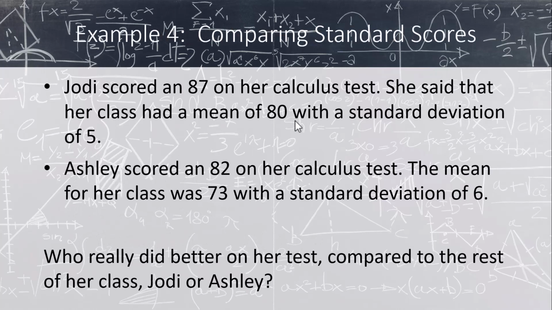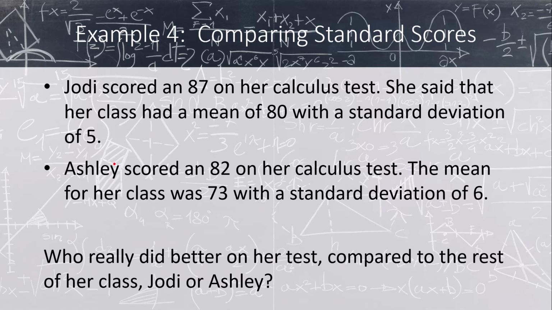And here it is. We have 2 girls, Jody and Ashley. Jody scored an 87 on her calculus test, and she says that her class had an average, or a mean, of 80 with a standard deviation of 5. And then Ashley scored an 82 on her calculus test, and she had a mean of 73 and a standard deviation of 6. And the question is, which one really did better on her test compared to the rest of the class? Well, to do that, we need to compute the z-scores.